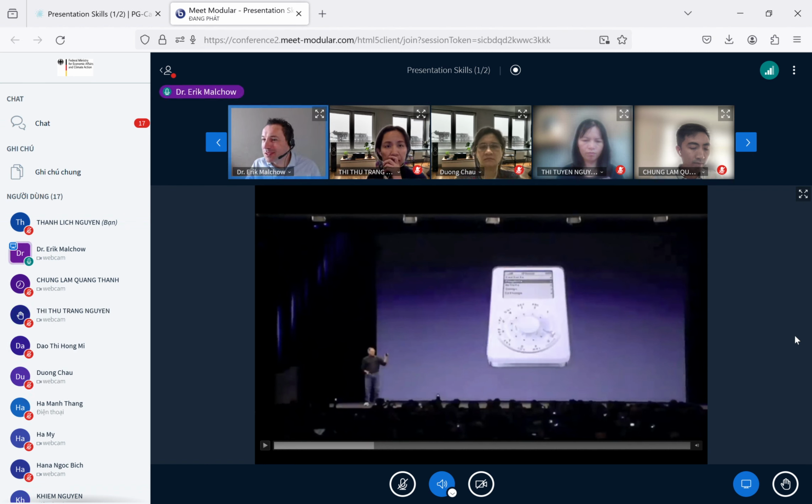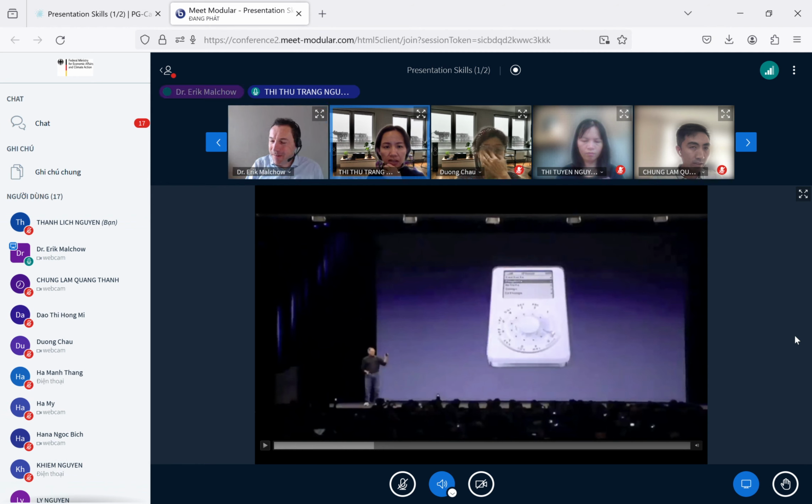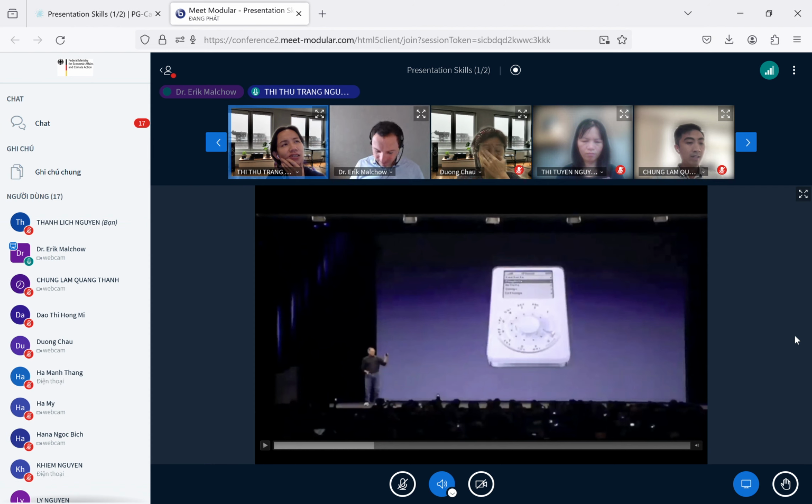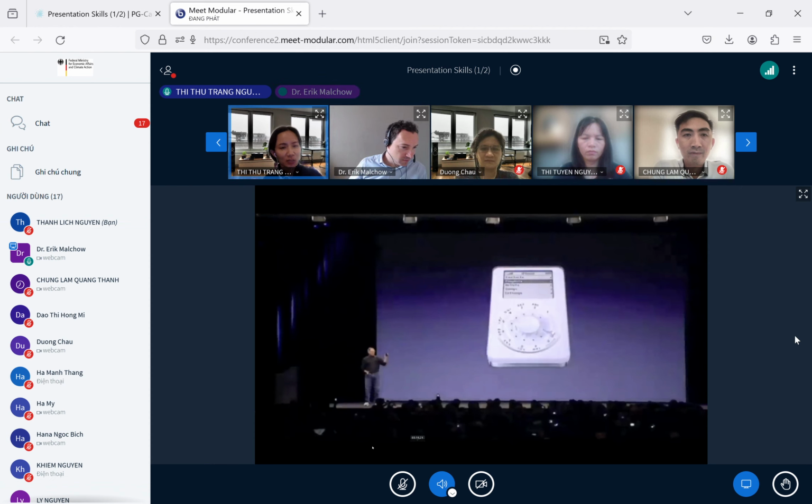Yes, T2 Tran, please. Okay, so I think what impressed me the most is that Steve Jobs used very short sentences, not very long ones. But they were very strong statements, and he also had data. That's an interesting part as well. He had data comparing the Apple product with other ones in order to highlight the unique selling points of the new product. So I think it's very interesting.